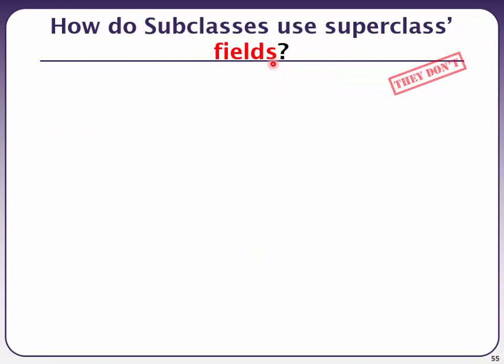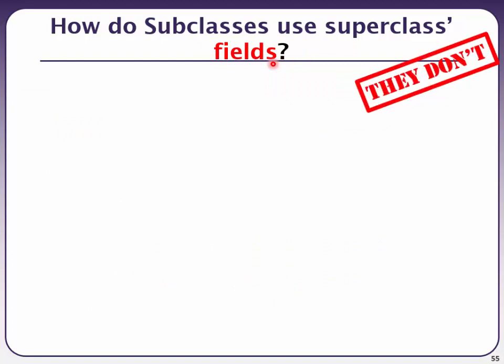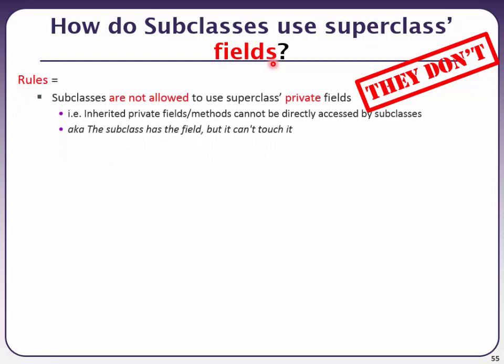Now, what about fields? So the easy answer is we don't. How do subclasses use a superclass field? They don't. The exact rule is that subclasses are not allowed to use a superclass private field. Now, if the field is public, different, okay? But anything that you inherit in your subclass from the superclass that has been marked as private in the superclass, any private method cannot be directly accessed inside the code of the subclass, okay?